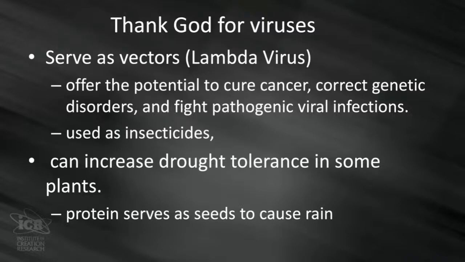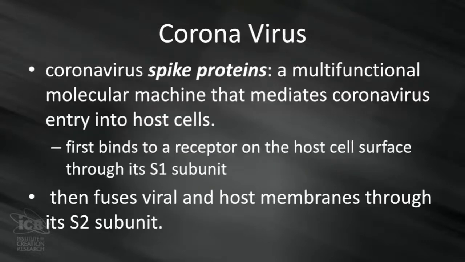And as I mentioned, they serve as vectors, of which lambda virus is the one that we use. That's pretty commonly used. They can be used for insecticides. They can increase the drought tolerance in some plants. And they serve as seeds to cause rain particles that allow the water to condense around them and produce rain.